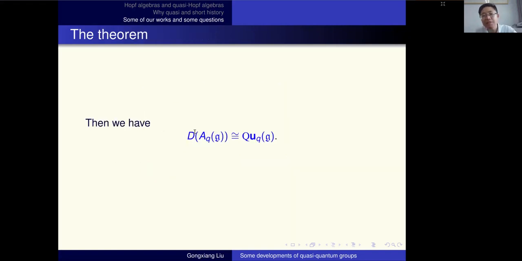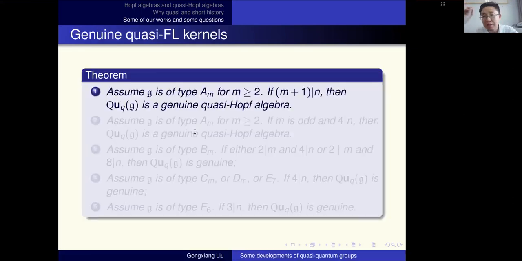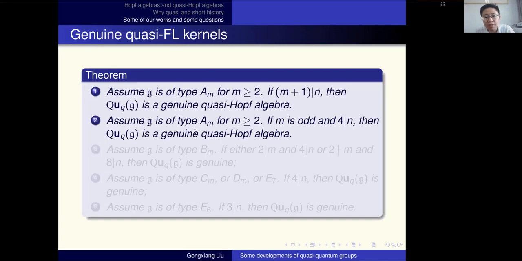Anyway, we prove that the double is just the quasi-Hopf algebra we construct. It's a pity: even though I constructed such a quasi-Hopf algebra, I don't know whether it is genuine or not. I don't know the complete list. Sometimes I know. At least I can state a theorem here. If G is of type A, and m plus 1 divides n, then this quasi-Hopf algebra is genuine. Also for type A, if m is odd and 4 divides n, then it is also genuine.